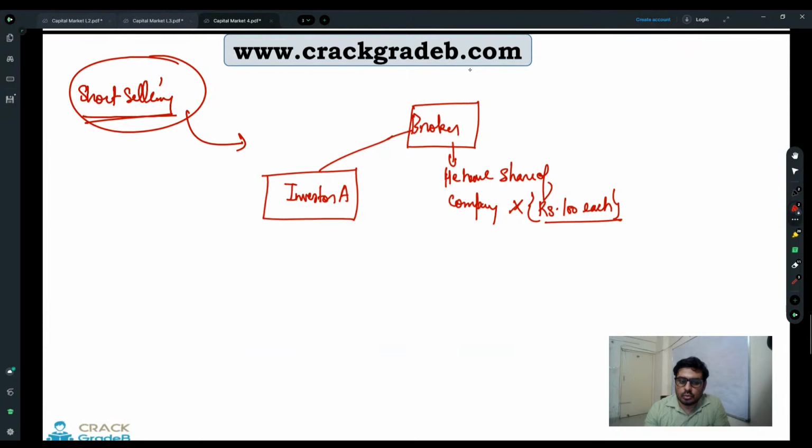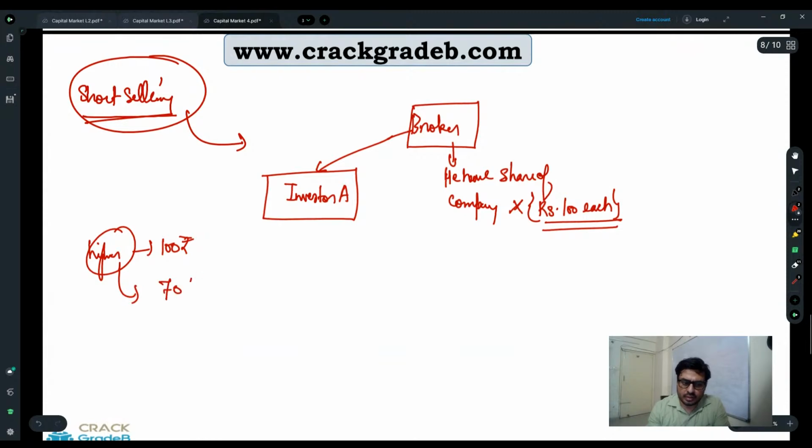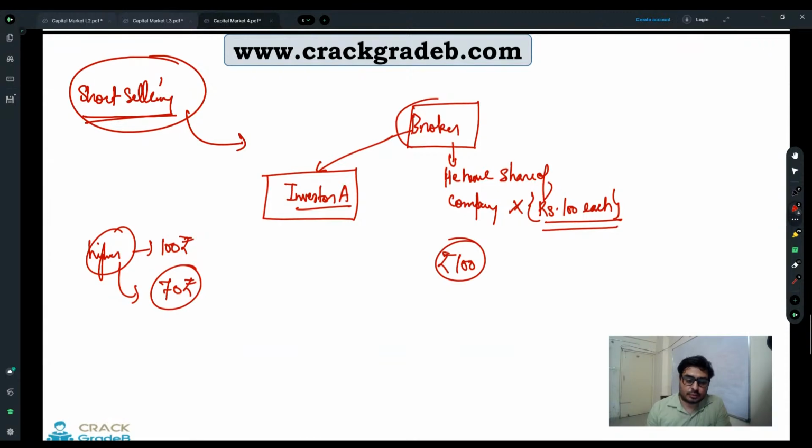So what is A going to do? Investor A thought that the price which is 100 rupees is on the higher side. He speculated this price of 100 rupees is on the higher side and it is going to be somewhere around 70 rupees within a few days. A is going to borrow these shares from the broker and sell at the price of 100 rupees in the market, right? He is purely gambling. It's a pure gamble. He is thinking the price of 100 rupees is too much. Its price should be 70 rupees in the coming days, right?